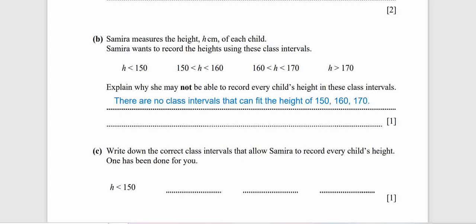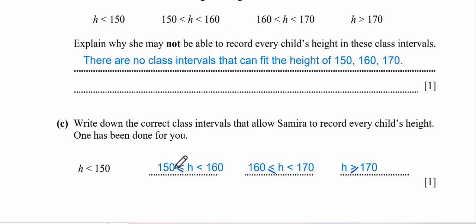So let's open up the answer. So this will be the correct answer. 150 less than or equal to h less than 160, then 160 less than or equal to h less than 170. Next is h greater than or equal to 170. So we have a place to put the 150, 160, and 170.